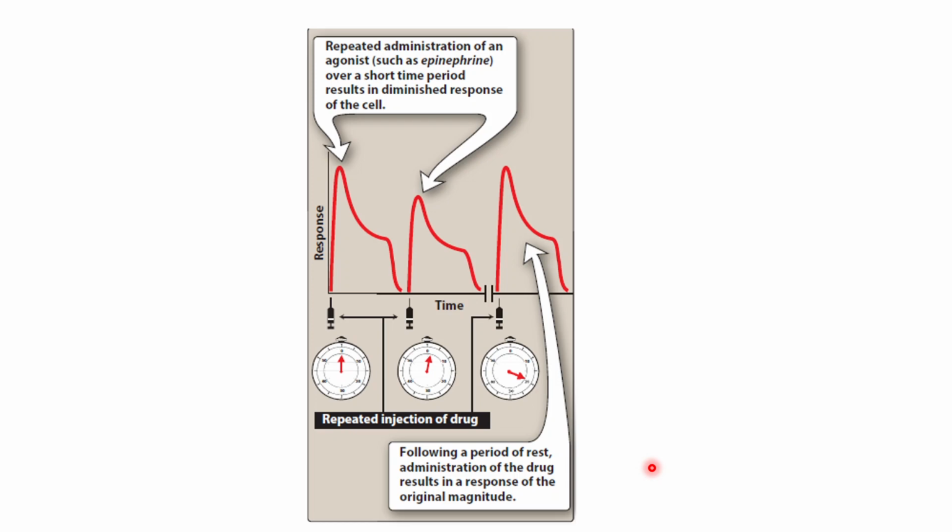So most of the drugs will activate receptors, and receptors can lose their activity with repeated administration. For example, epinephrine is activating alpha and beta adrenal receptors, but the repeated injection can lead to a decrease of the response. This is common for the adrenal receptors, and it is called desensitization.